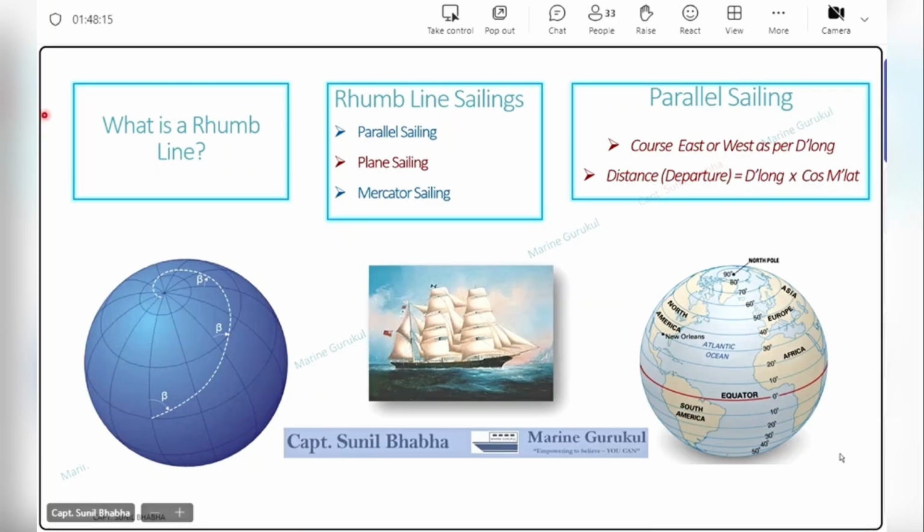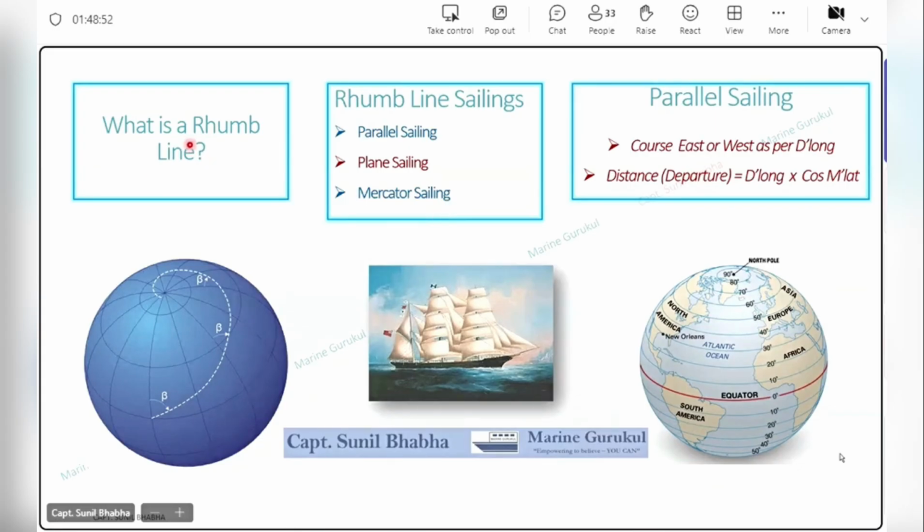Now there are 3 Rumline sailing methods. These are parallel sailing, plane sailing, and Mercator sailing. There are 2 more sailings in navigation, and those 2 more sailings are Great Circle sailing and Composite sailing. Great Circle sailing and Composite sailing involve complicated concepts of spherical trigonometry. Also, when we are moving on a Great Circle track or a Composite track, the course of the vessel keeps on changing continuously, making the sailing complicated.